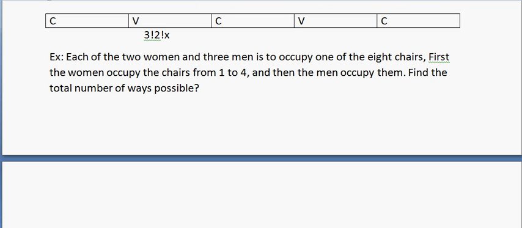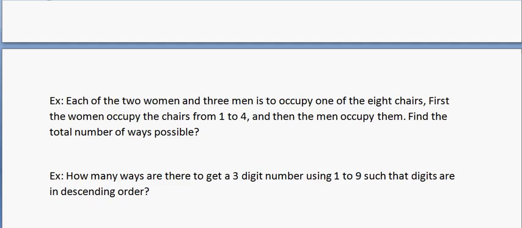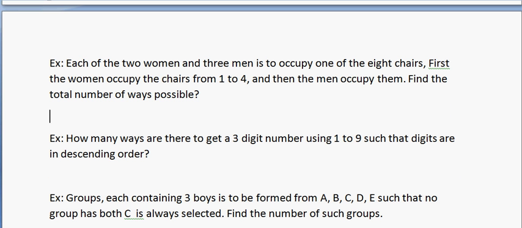Let's go to next question. This is a UPSC question which says each of the 2 women and 3 men is to occupy one of the 8 chairs. First the women occupy the chair from 1 to 4 and then the men occupy the chairs. Find the number of ways in which this is possible. So again 40 seconds for this. Try and solve it. It's an easy one.